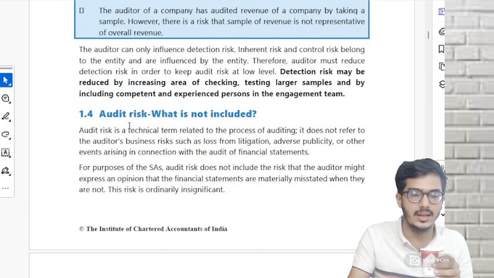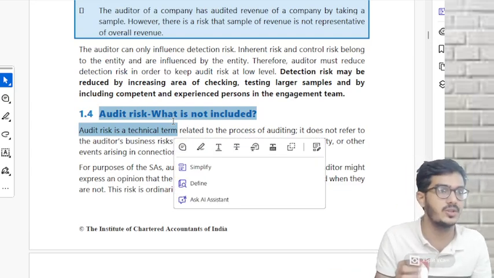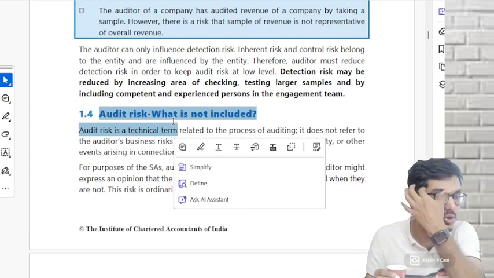Okay. What is next? Audit risk. What is not included under audit risk? Just now we understood audit risk. What is not included? Inherent, control, detection. What is not included under audit risk?